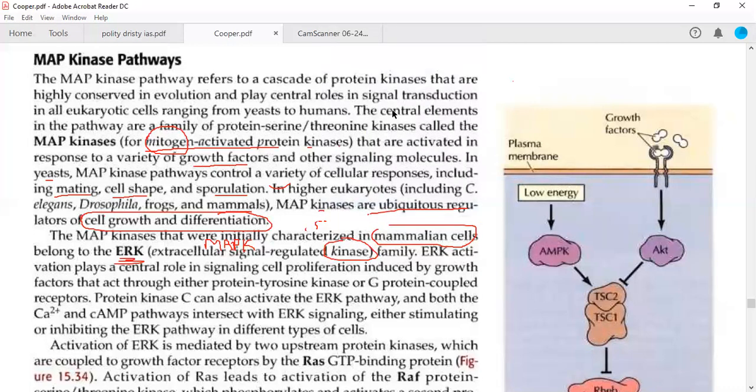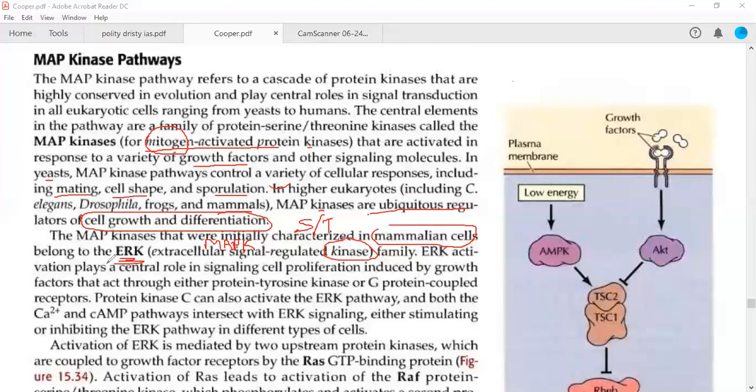Sorry, something is happening. Okay, so let me annotate this. So they are either serine kinases or threonine kinases.